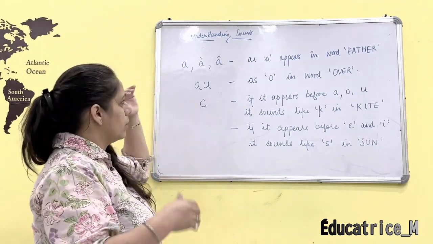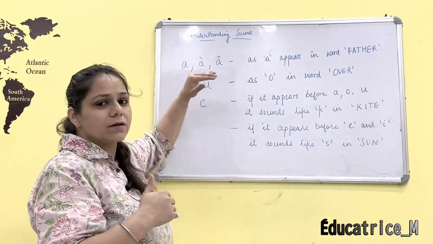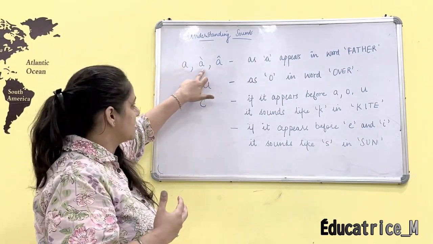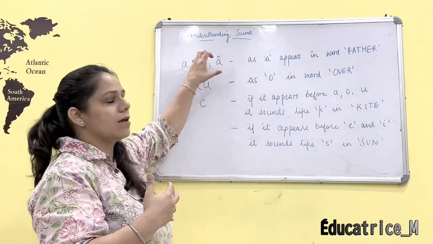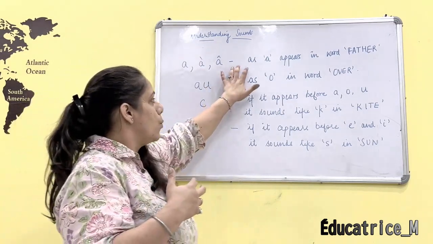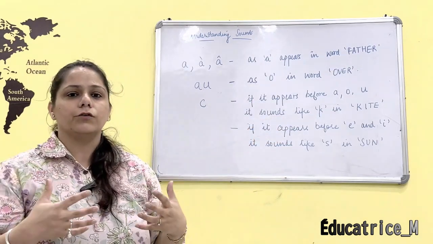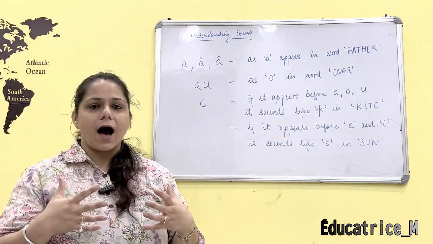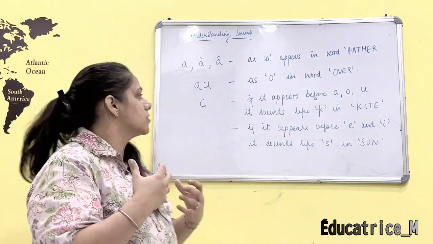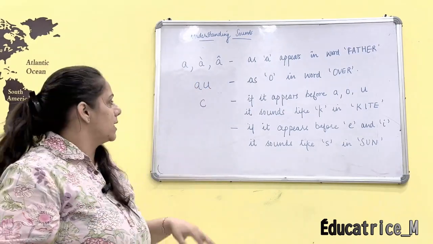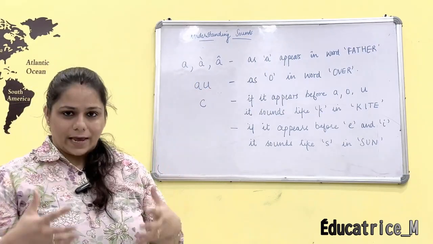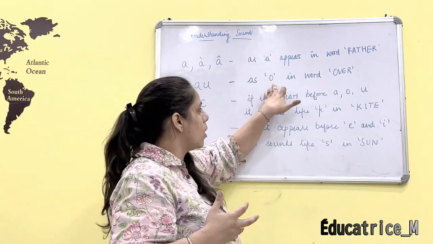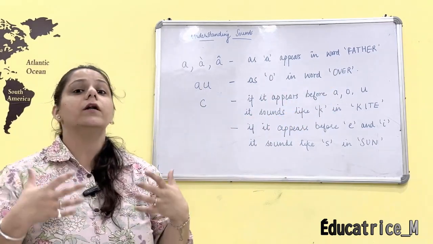So first of all, we talk about whenever these A's appear in the words of French, like this A, this A with the accent grave, and this A with accent circumflex. Whenever this A appears in any of the words, it generally sounds like A in the word father, like a, father, a. So this is how it sounds, right? If A and U come together, it sounds like O, how O sounds in the English word over.